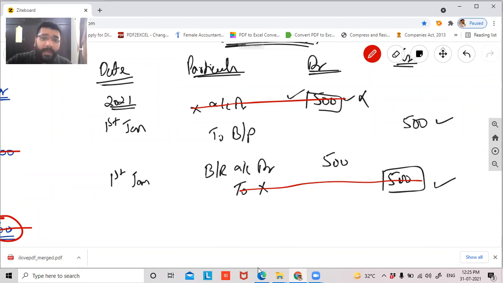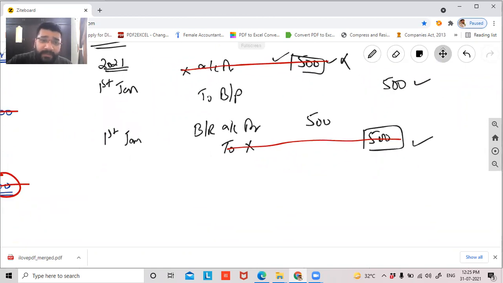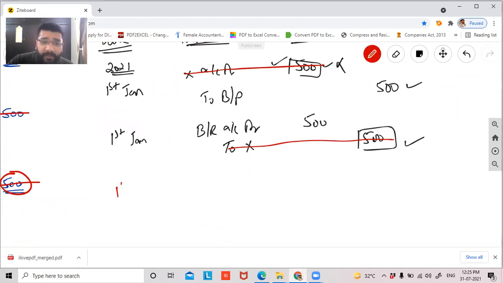Clear, sir. Now what happens, guys? Y is getting the bill discounted on 1st of Jan. From which bank is he going and getting discounted? This bill of 500 rupees, which is coming from whom? X. So it is getting discounted. So where will Y go and discount? Axis Bank or SBI Bank? Axis Bank. So please tell me what will be the entry.